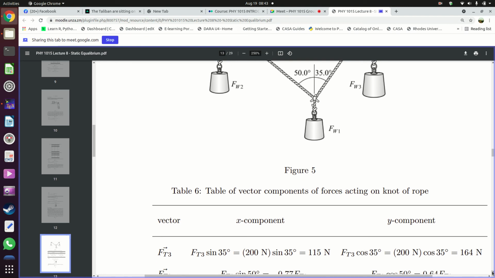How much is 90 minus 35 degrees? 55 degrees. How much? 55 degrees. 65?